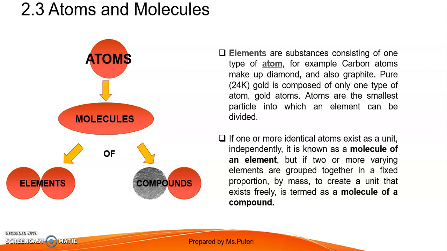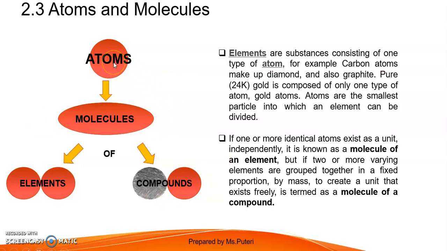If one or more identical atoms exist as a unit, it is known as a molecule of an element. But if two or more varying elements are put together in a fixed proportion, it is known as a molecule of a compound. In this diagram, we can summarize the difference between atoms and molecules.